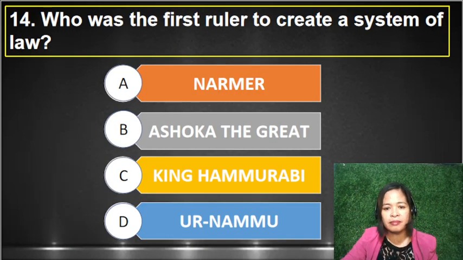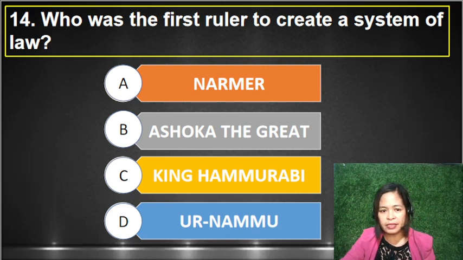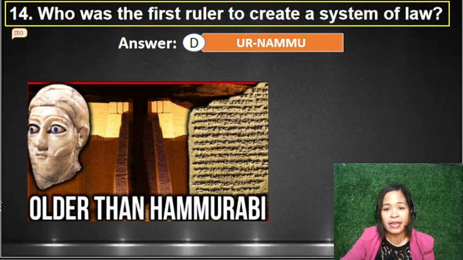Number 14, who was the first ruler to create a system of law? A. Narmer. B. Ashoka the Great. C. King Hammurabi. And D. Ur-Nammu. The answer is Ur-Nammu, not Code of Hammurabi, because Ur-Nammu is older than Hammurabi.